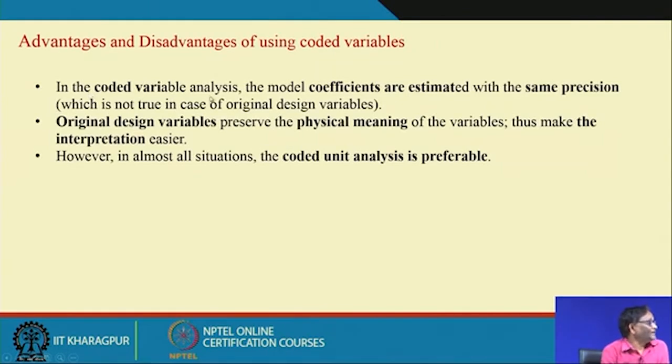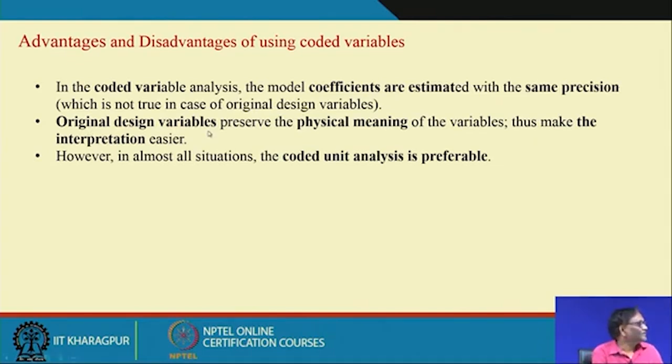In the coded design variable, the model coefficients are estimated with the same precision. The standard error of the model estimate will be the same irrespective of the way it is measured in the original units. If you code it, each of the regression estimates will be estimated with the same precision, the same standard error.